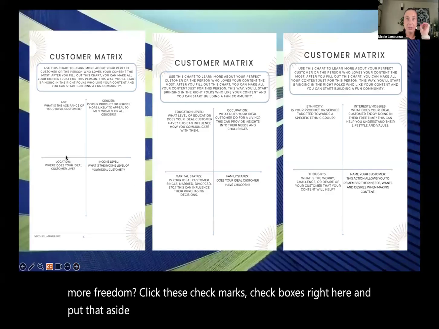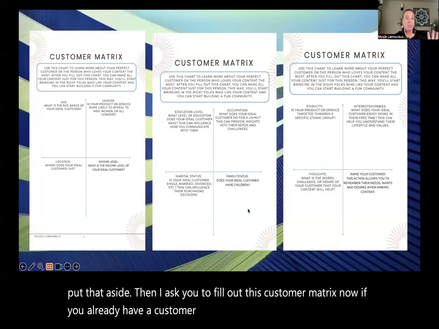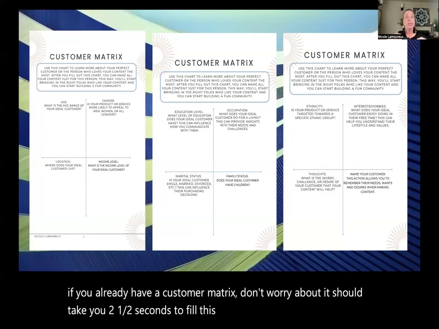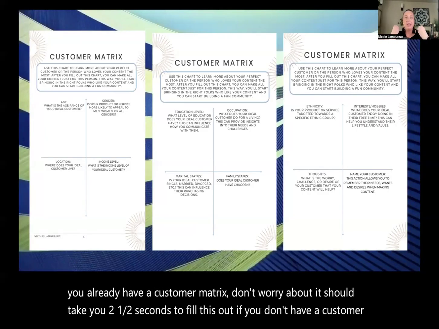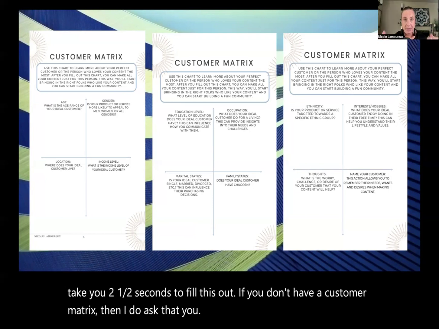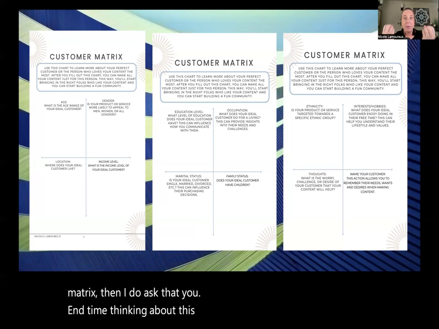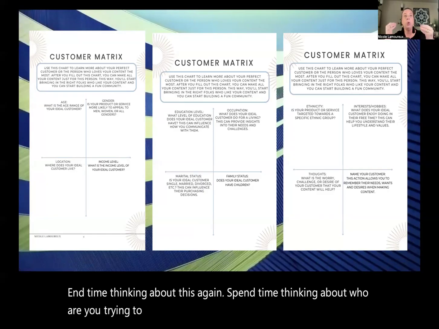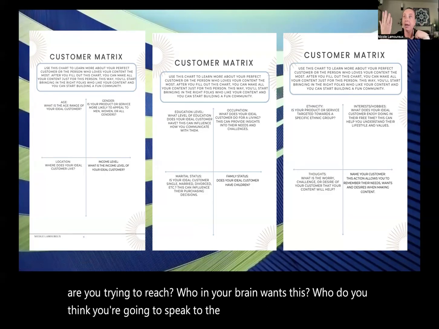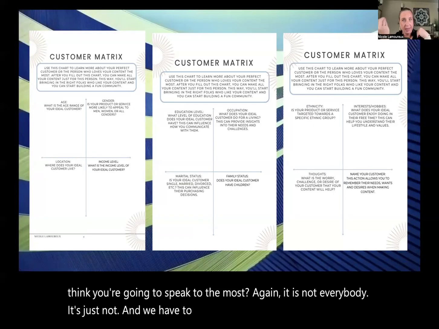Then I ask you to fill out this customer matrix. Now, if you already have a customer matrix, don't worry about it. It should take you 2.5 seconds to fill this out. If you don't have a customer matrix, then I do ask that you spend time thinking about this. Again, spend time thinking about who you are trying to reach. Who in your brain wants this? Who do you think you're going to speak to the most? Again, it is not everybody. It's just not. And we have to stop thinking that way.